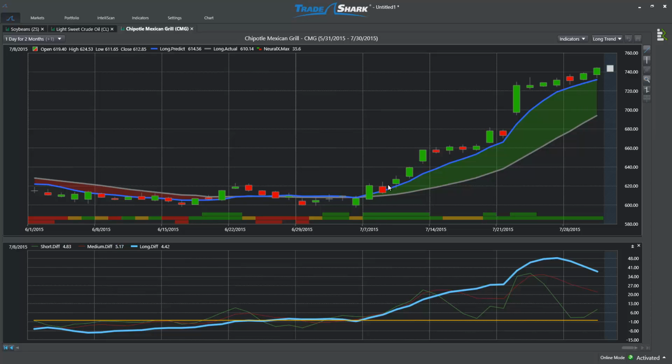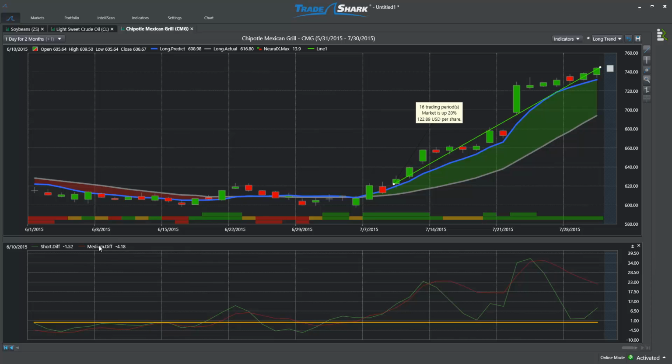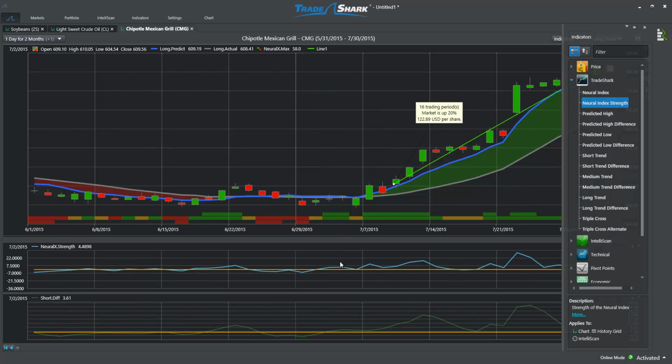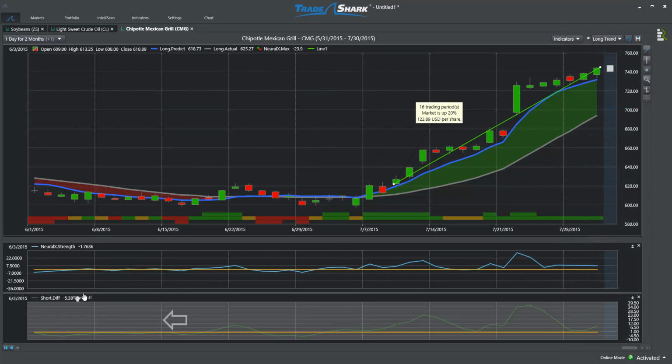Using predictive differences in this way allows traders to tread lightly when there are short-term conflicts and push their trades when all the trend forecasts are in agreement. Lastly, the versatility of TradeShark allows traders to utilize these predictive differences in whatever manner works best. Traders may wish to only view one or two predictive differences at a time, or even combine the differences with other indicators like predicted strength or possibly third-party indicators that complement your trading style.